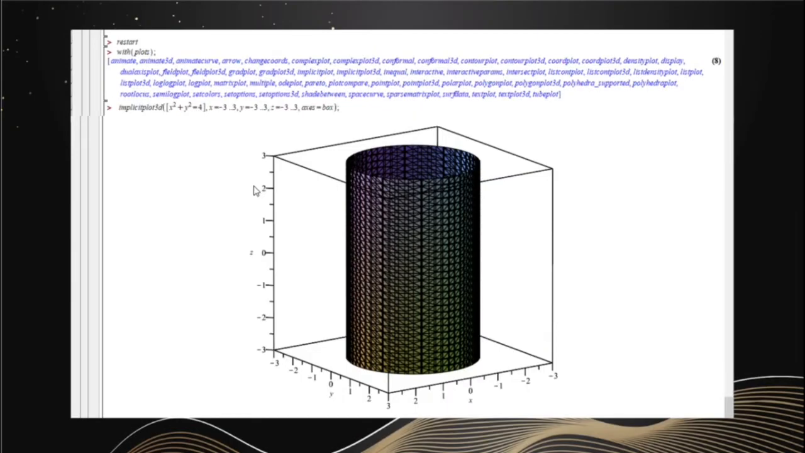Plotting the equation into Maple, we use the command with(plots) and then we run it. And then I use the command implicitplot3d, put in the equation, and then set the range for the x, y, and z axes. So I choose -3 to 3 because the radius of the cylinder is 2.